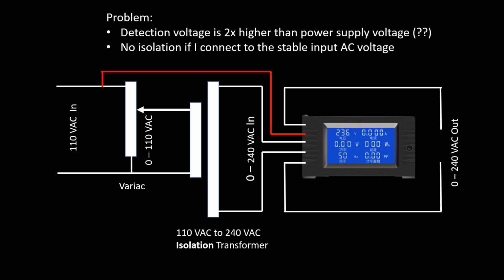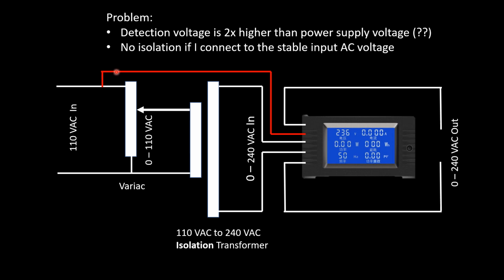So the problem with this approach, I think the major problem, is the second bullet that I've highlighted here. I would lose the isolation between the input and the output. I was thinking of using an isolation transformer which had an input of like 110 volts US voltage and an output of 240 volts. So as I varied my variac from 0 to 110, I would get a 0 to 240 volt AC input. And I wanted the isolation for safety and other reasons.